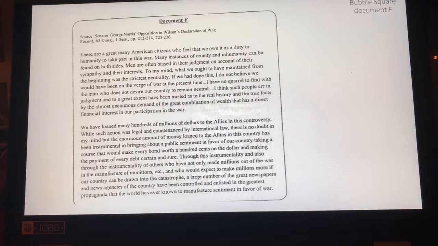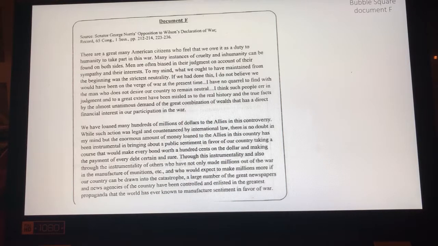I think such people err in judgment and to a great extent have been misled as to the real history and the true facts by almost unanimous demand for the great combination of wealth that has directed the financial interest in our participation of war. I want you to look at this last sentence. The combination of wealth that has directed our financial interest.